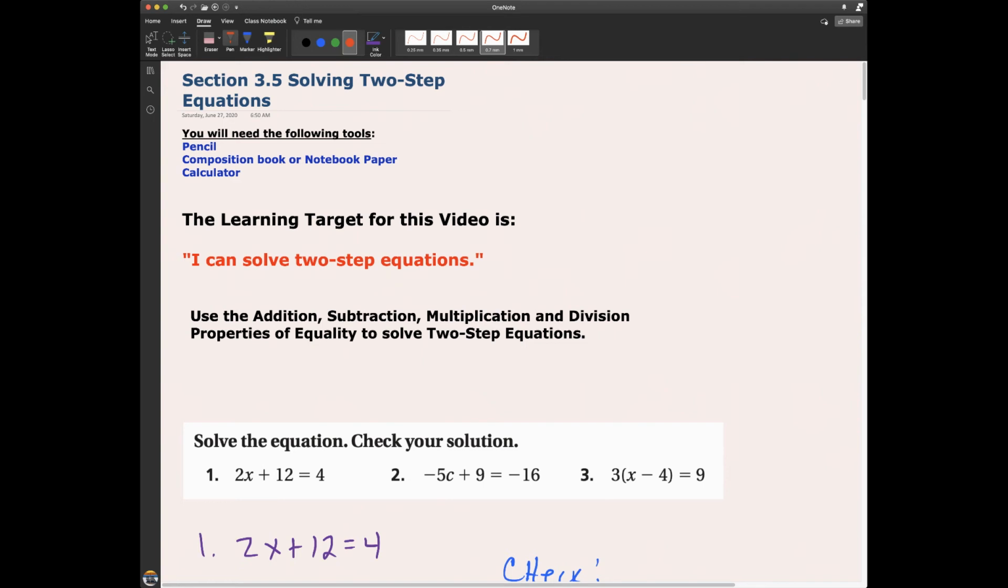You'll need your pencil, composition book, or notebook paper, and a calculator, and the learning target for this video is: I can solve two-step equations.